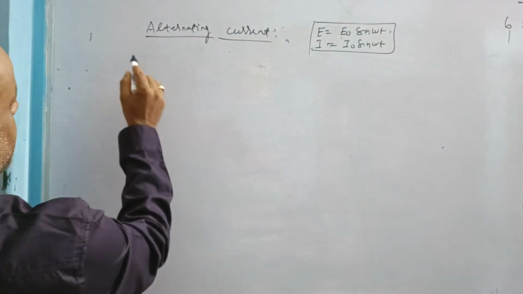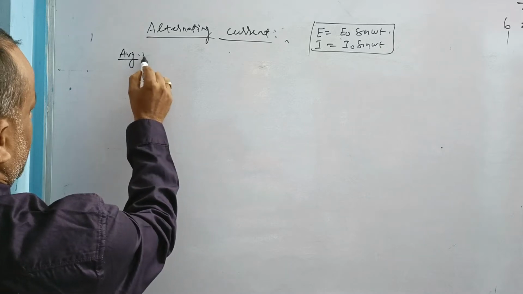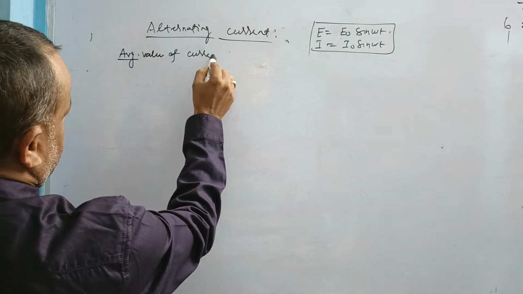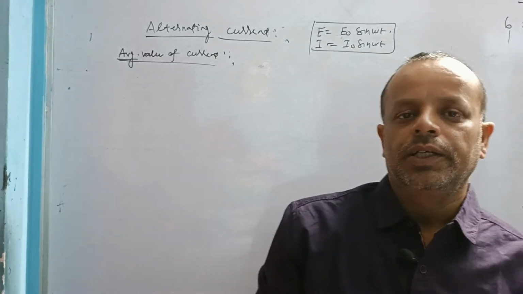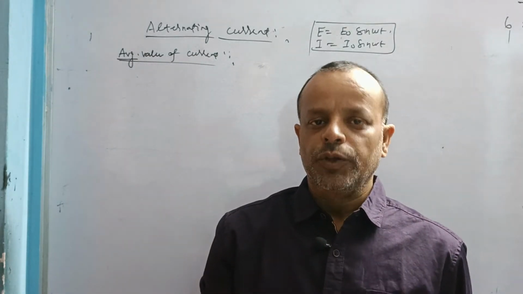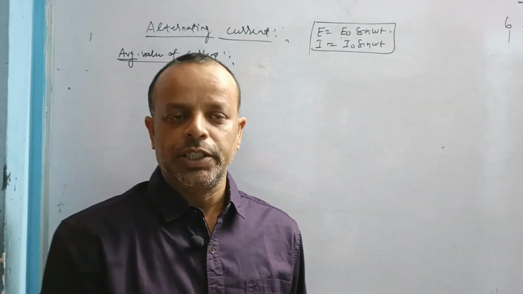First we will be calculating the average value of current. What is this? We say that it is that value of current which sends out the same amount of charge for a given resistance which an alternating value of current will send out for a given resistance in the same time.